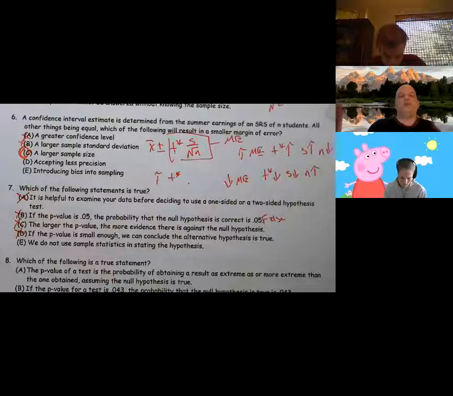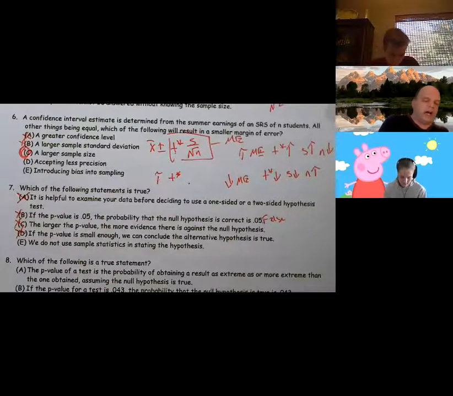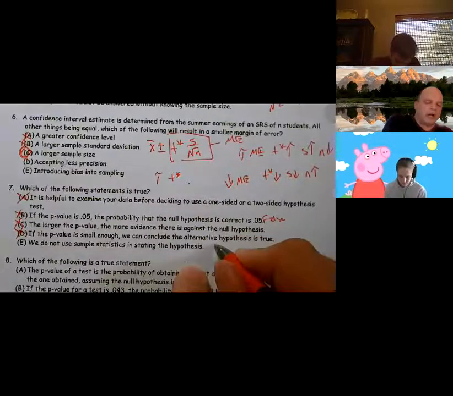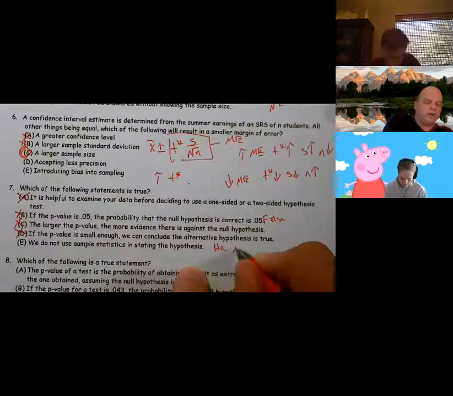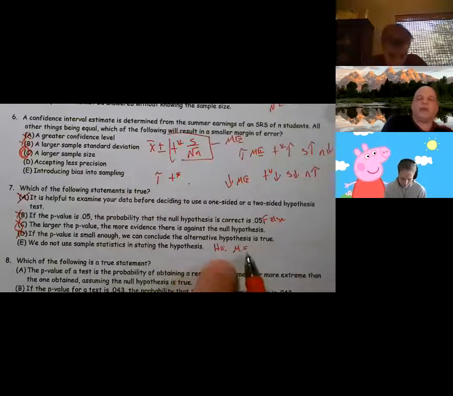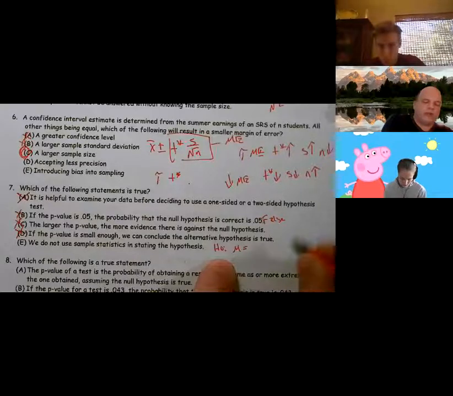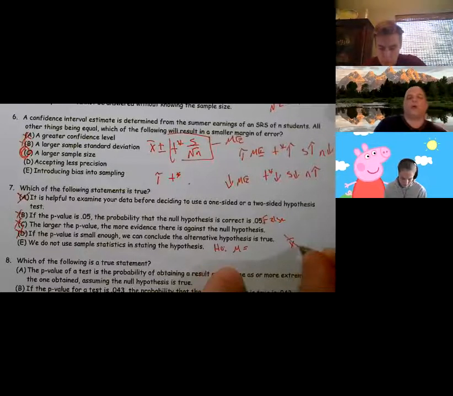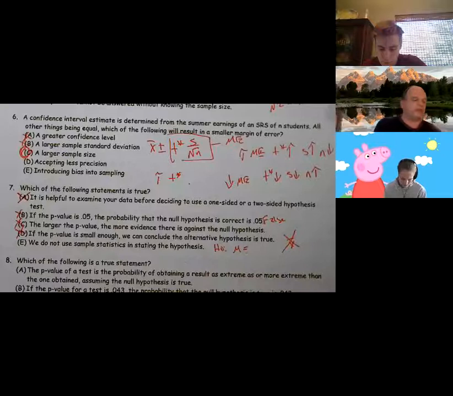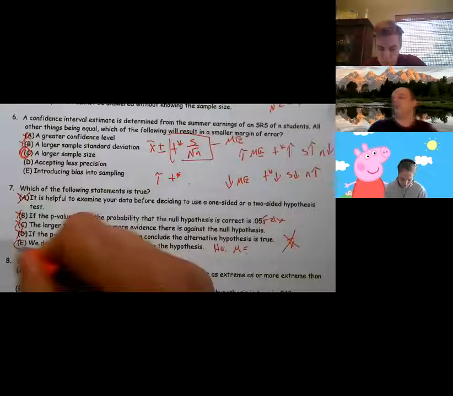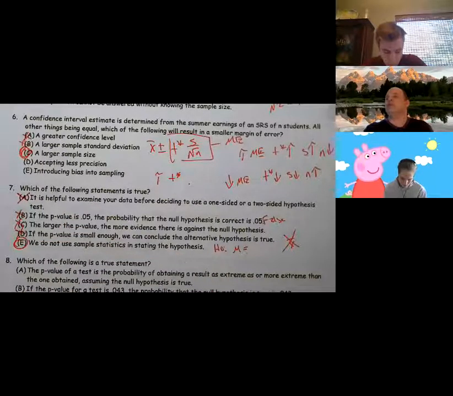We do not use sample statistics in stating the hypothesis. Remember, our hypothesis is stated with mu equals. That is a population parameter. This is an X bar. We never use X bar or its values for the hypothesis. So this is the true statement. So number 7 is true. Number 7E is the correct answer.